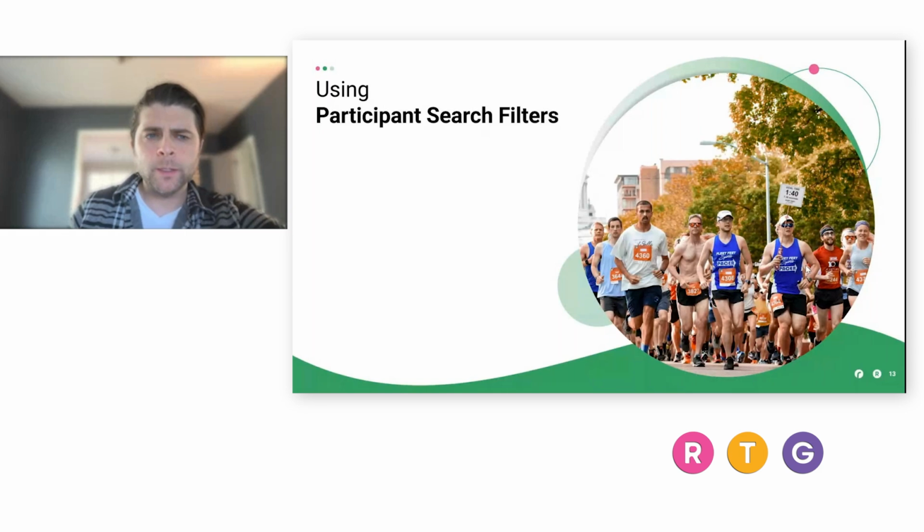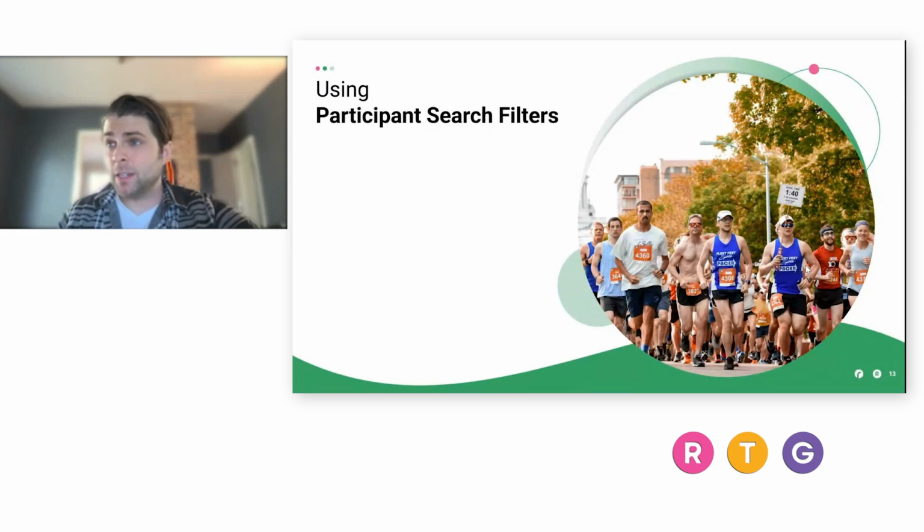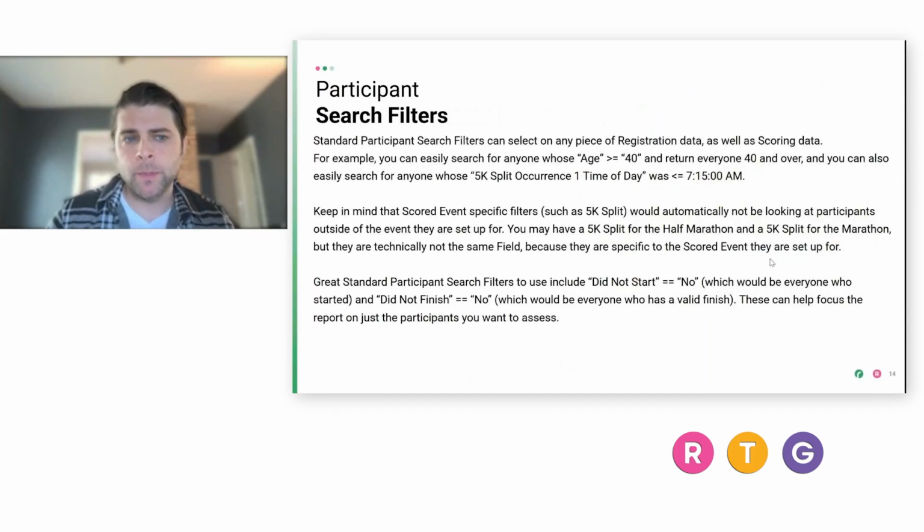Okay, so now we're going to talk a little bit about how to set up data checks. The first piece of a data check is the participant search filter. The participant search filter can select any piece of registration data as well as scoring data. For example, you could easily search for someone whose age is greater than or equal to 40, and it would return everyone 40 and above.